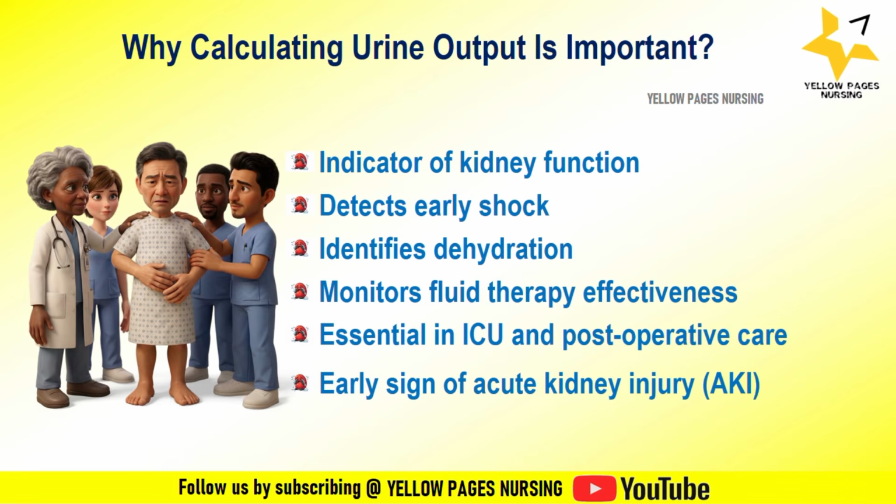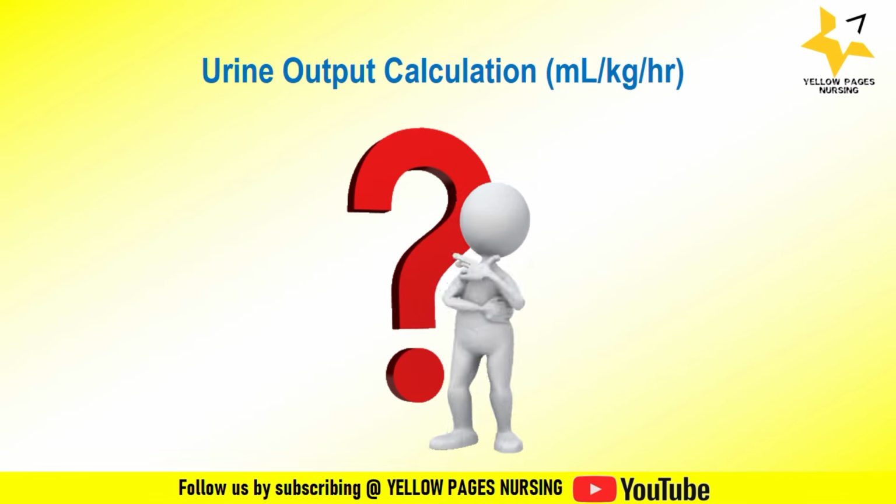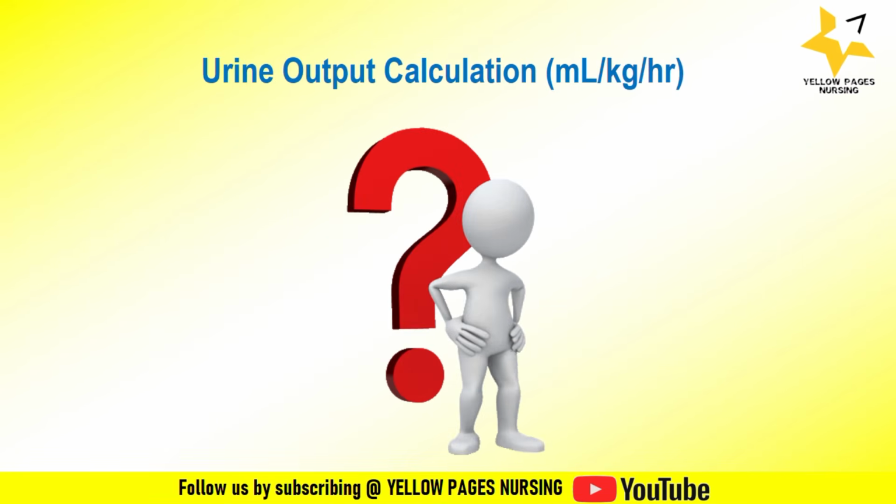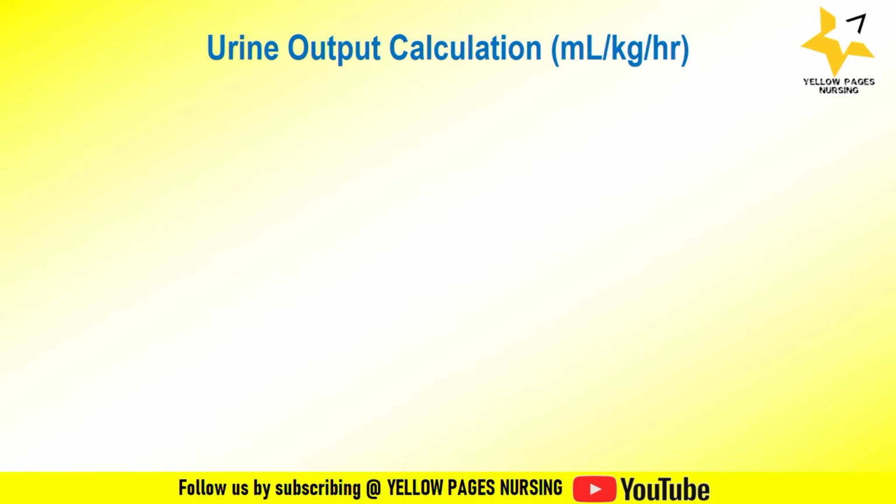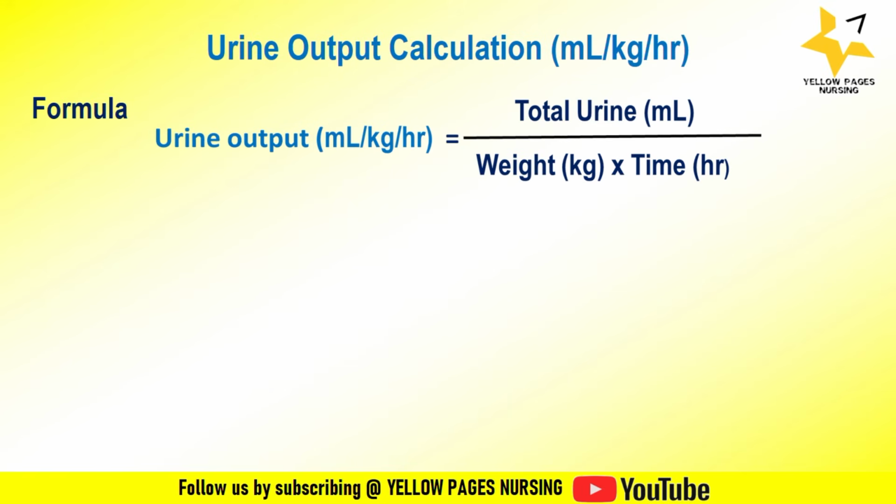Here we enter the main picture: how we calculate urine output. Here comes the formula, and trust me guys, it's a really easy formula. The formula for urine output calculation is: urine output in ml per kg per hour is equal to total urine in ml divided by weight in kilogram multiplied by time in hour.